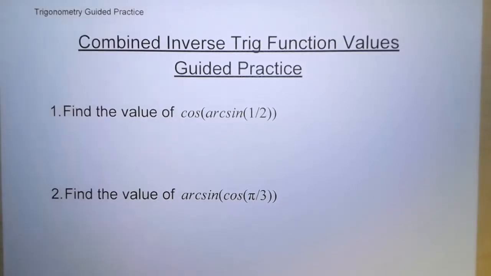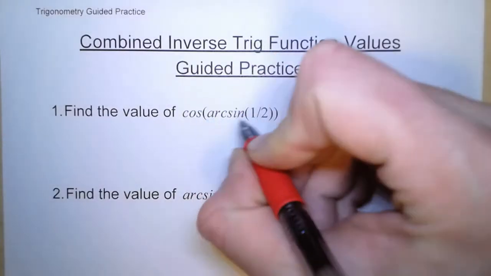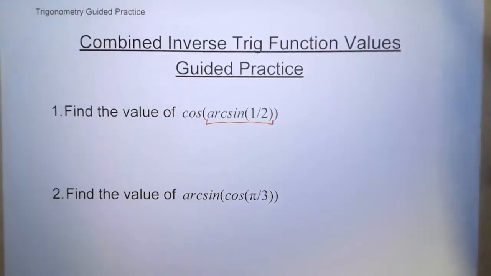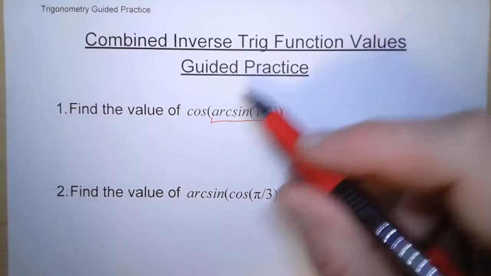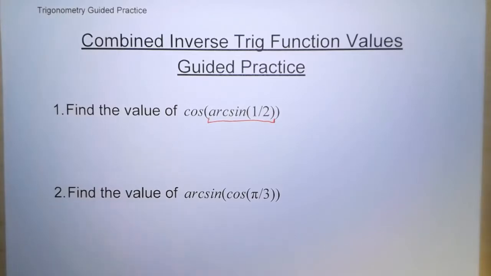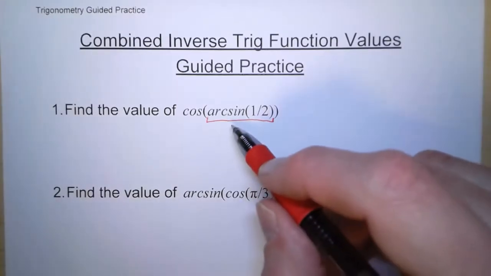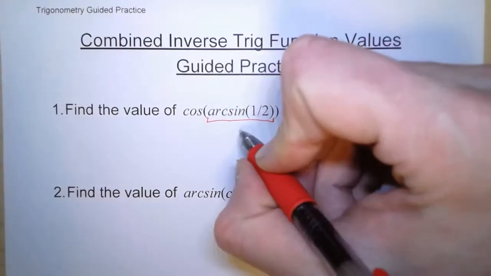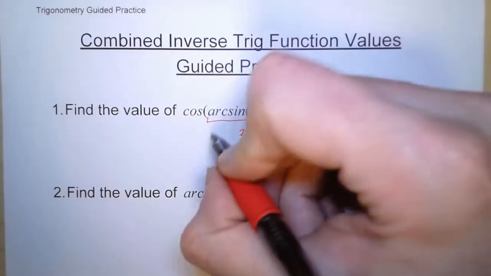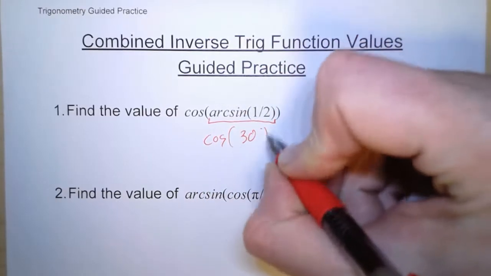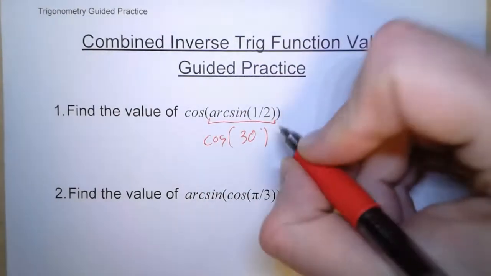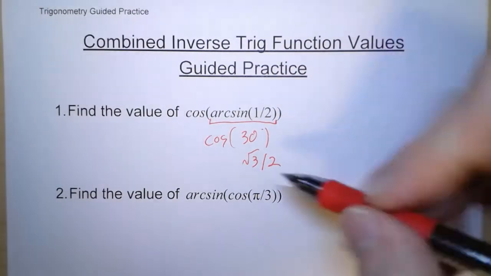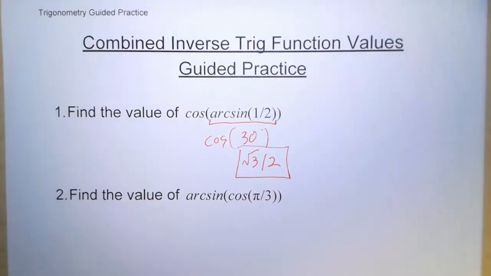So let's get started. Here we want to find cosine of arcsine of 1/2. Starting from the inside, we want to know, at what angle is sine 1/2? Arcsine gives us any angle between -90 and 90, and the angle where sine is 1/2 is 30 degrees. Now we're asking, what is cosine at that same angle? And that answer is radical 3/2. And so that is the value of this expression.